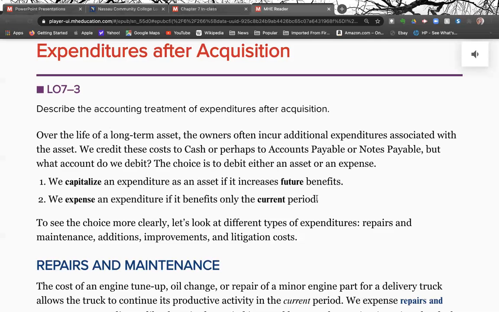But if you have to pay for something that increases future benefits, now what does increased future benefits mean? It means that it might make the car better to use, or it could extend the life. So let's say, for example, you bought a new car and you liked it and it worked fine, and you had the car for like 3 years. You intended to keep it for 5. And sometime during the 3rd year, you had to put a new transmission in the car.